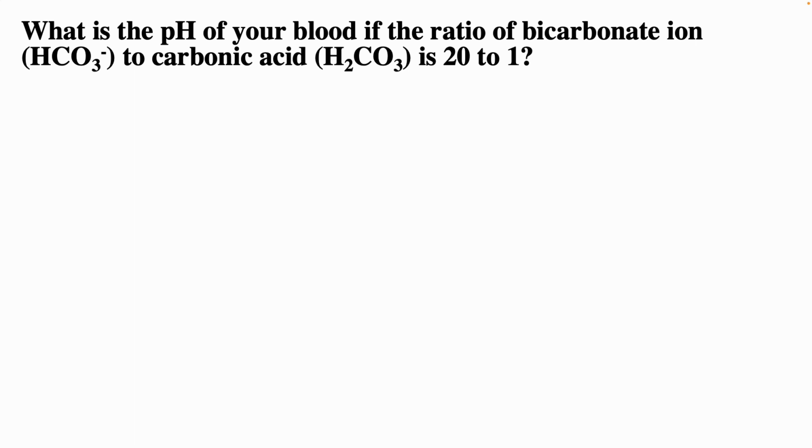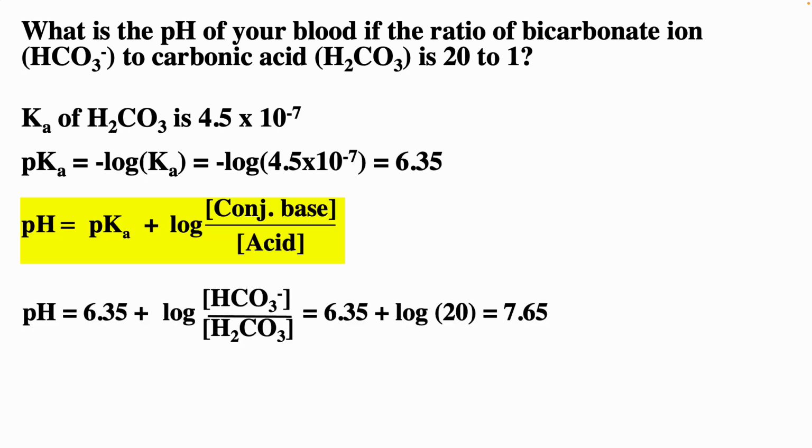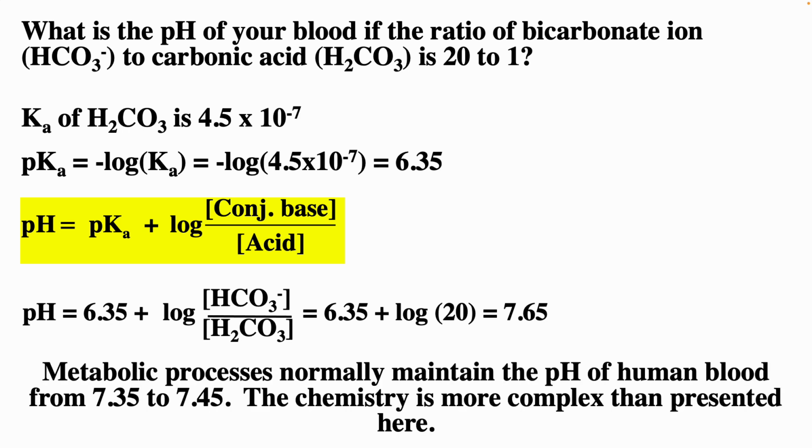So what is the pH of your blood if the ratio of bicarbonate ion HCO3- to carbonic acid is 20:1? The Ka of carbonic acid is 4.5 times 10⁻⁷, which means the pKa, remember P of x equals minus log of x, so pKa equals minus log of the Ka, gives us a pKa of 6.35. Now we can use the Henderson-Hasselbalch equation. We found our pKa was 6.35, plus the log of 20, and so that gives us a pH of 7.65. Metabolic processes normally maintain the pH of human blood between 7.35 and 7.45. The chemistry is a little bit more complex than was presented here.